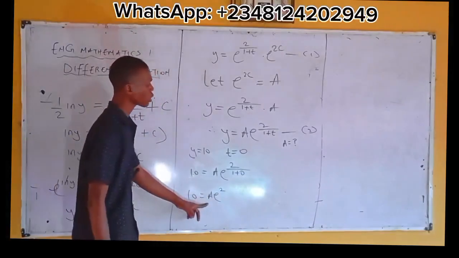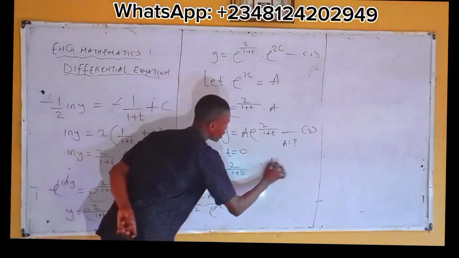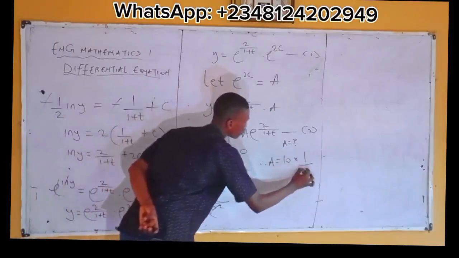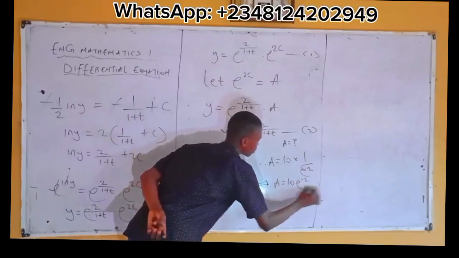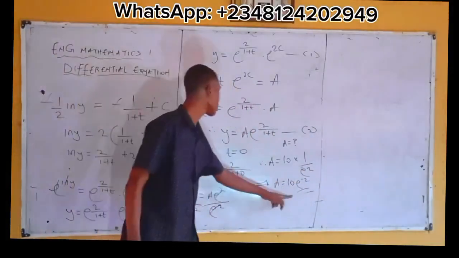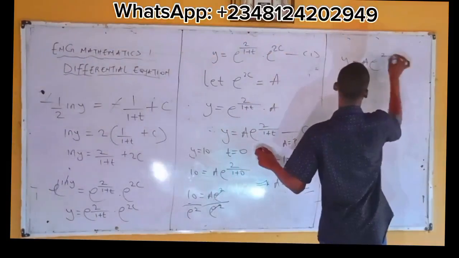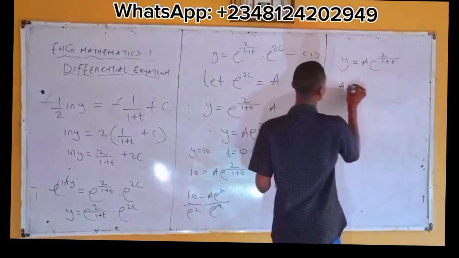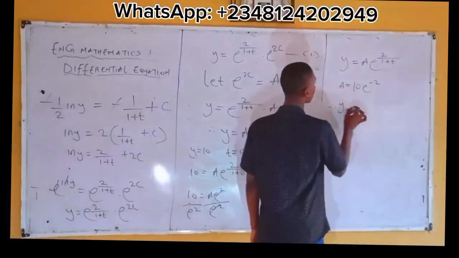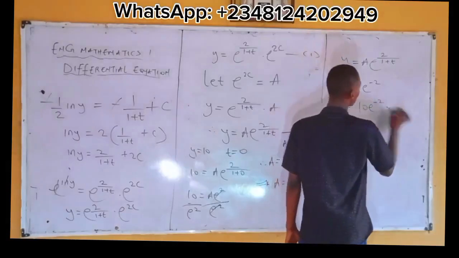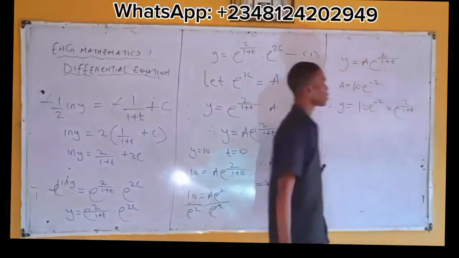Right? Now from here, make a the subject of the formula. Meaning divide both sides by exponential 2. This cancels out. Therefore, a is equal to 10 multiplied by 1 over exponential 2, which implies that a is equal to 10 exponential minus 2. Now we found a. Substitute this a into equation 2. From equation 2, we have that y is equal to a exponential 2 divided by 1 plus t. And we already know that a is 10 exponential minus 2. Therefore, y is equal to 10 exponential minus 2 multiplied by exponential 2 over 1 plus t. Right? Yes.